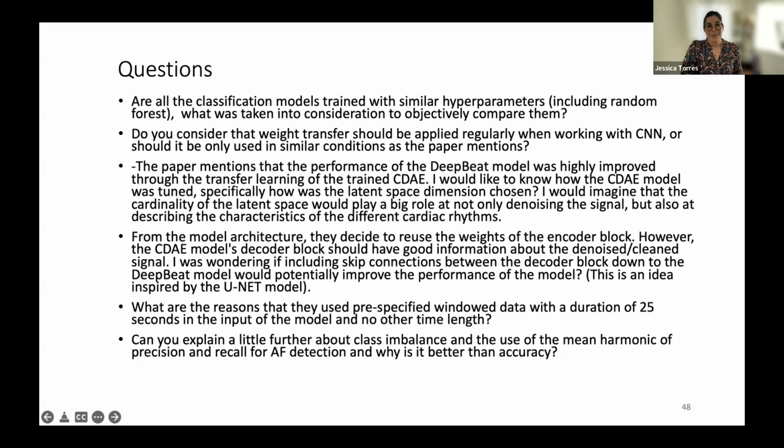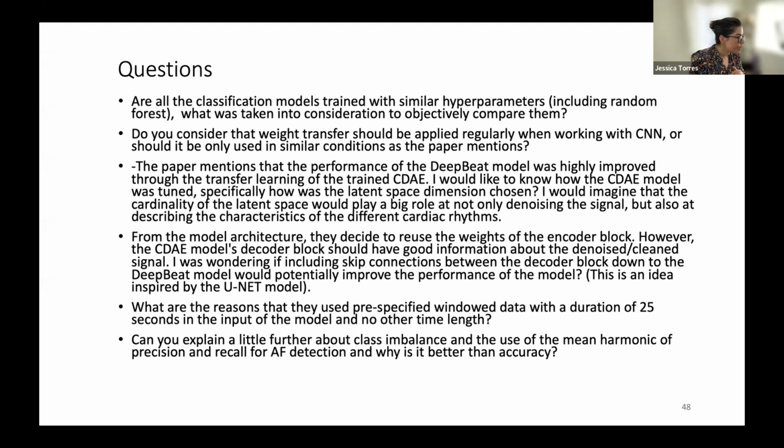I'm not a battery scientist, so I had to work within the limitations that were possible. So we used 25 seconds because that tends to be a long enough time for us to get a good perspective on whether AF is present, and also work within the realms of our battery limitations.